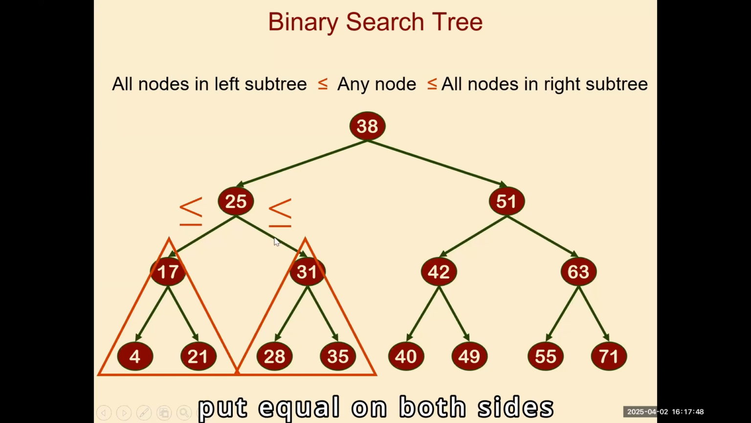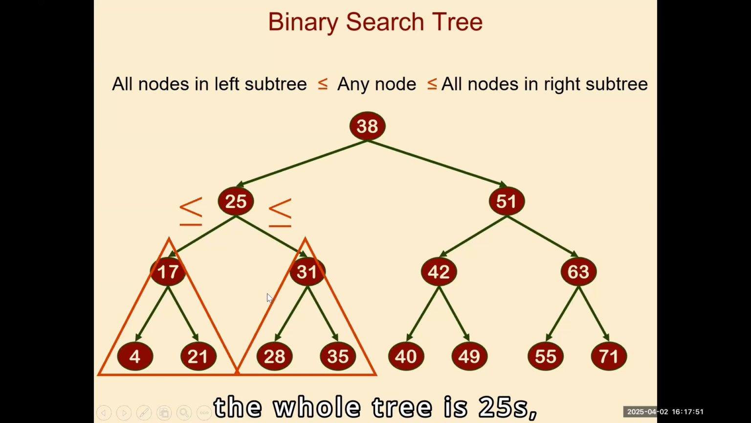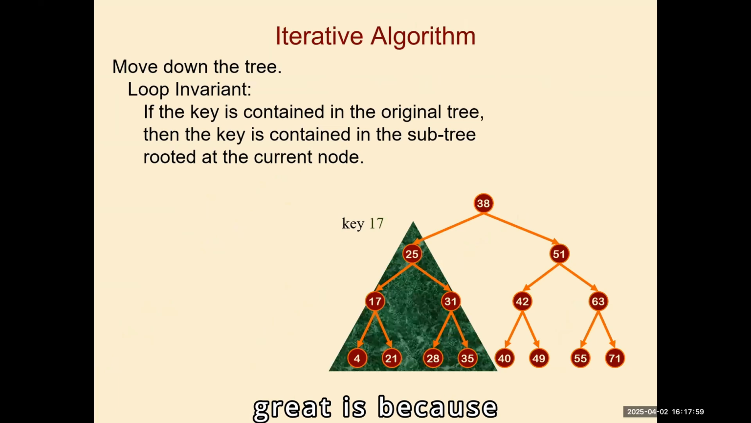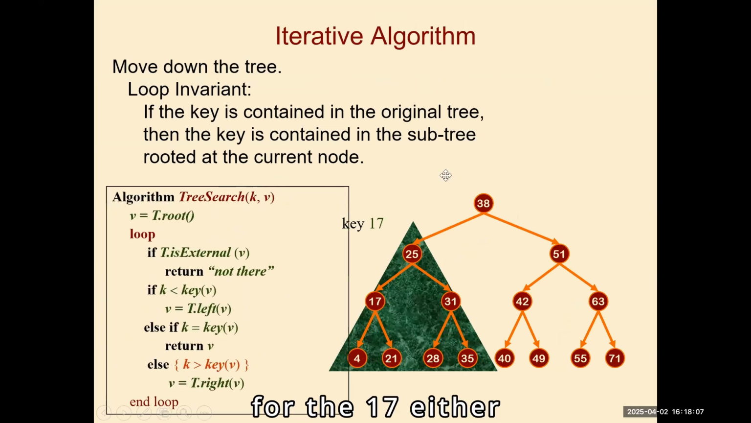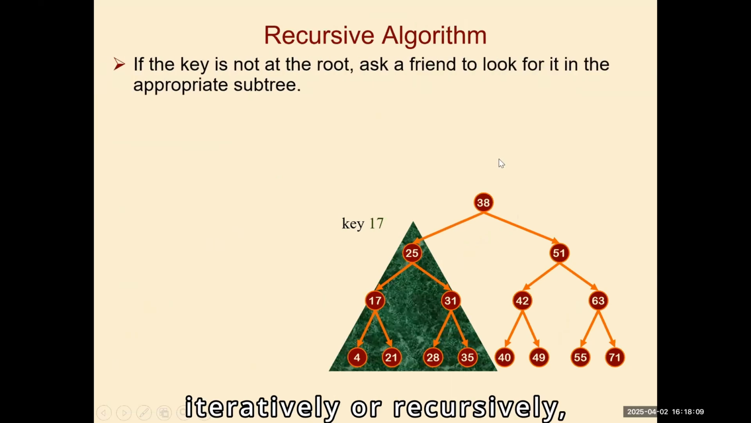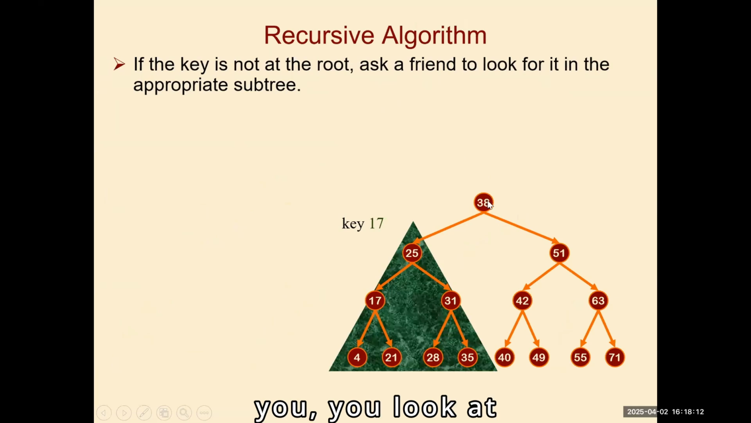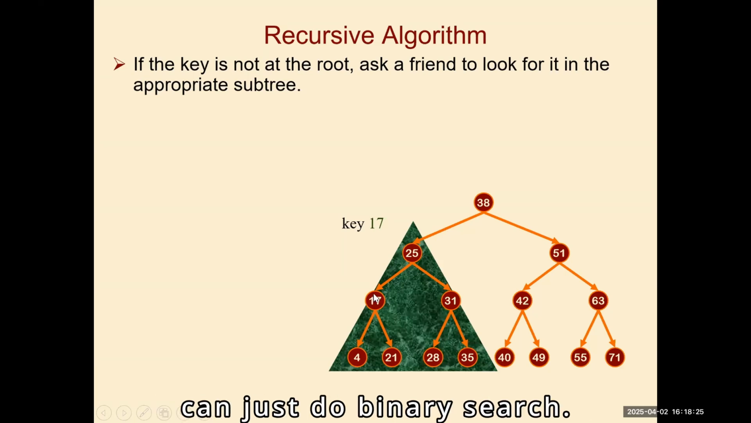And the reason we put equal on both sides is so that if the whole tree is 25s, we can balance it, right? And why is this so great is because we can do binary search on it, right? So if you're looking for the 17, either iteratively or recursively, you look at the root, the 25, and the 17 is to the left. And then, oh, I found it, right?